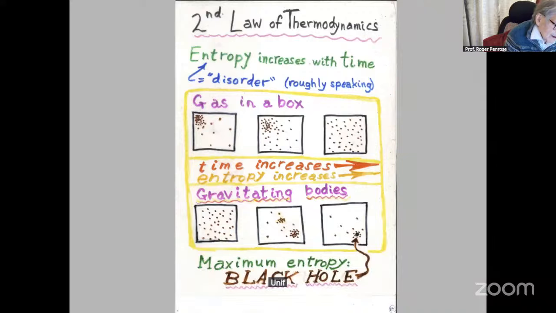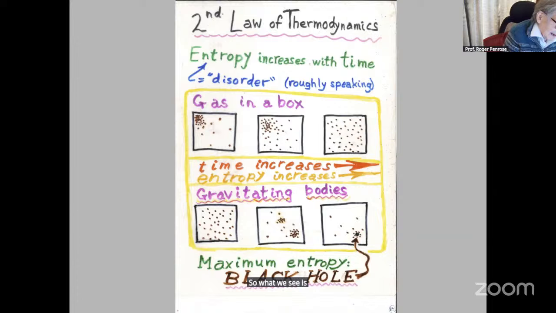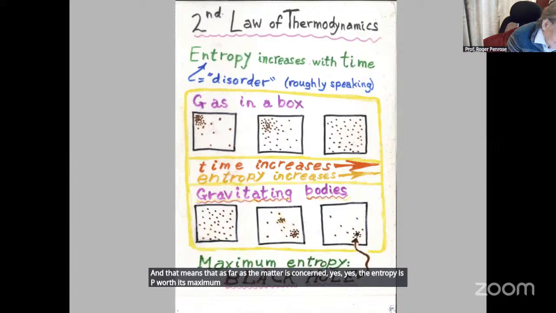Uniformity is now very low entropy. The clumpiness, particularly with black holes, is where the entropy goes absolutely shooting up to an enormous figure. So what we see is top right and bottom left. We see uniformity, and that means that as far as the matter is concerned, yes, the entropy is pretty well at its maximum, but what about gravity? Gravity is pretty well at its minimum. So that is the puzzle.